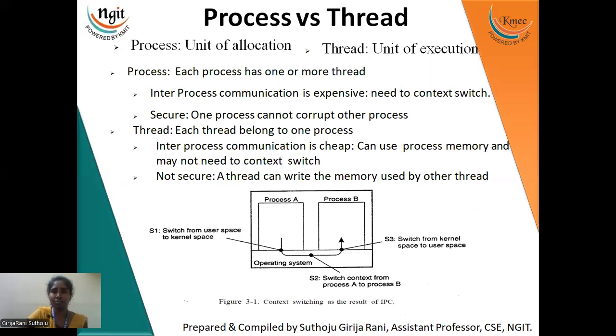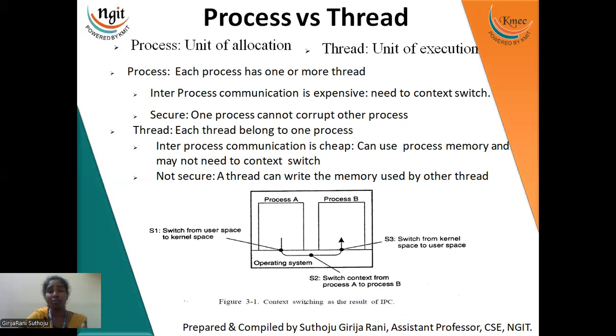So that's the reason. Compared to inter-process communication in the process, the thread will be cheap and the process will be expensive, because threads share the existing memory of the process. So threads may not need extra space to execute somewhere. If one process's memory is available, all the threads will share that memory, and there will be no context switching.